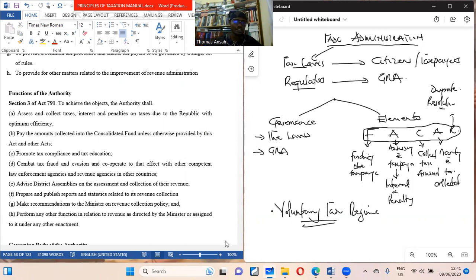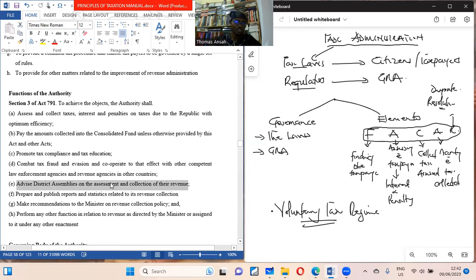They also combat tax fraud and evasion, and advise the district assemblies on the assessment and collection of their revenue. They really need that. These days, they also publish reports; I think the last one I saw was in 2021. GRA publishes reports related to revenue collection, and they make recommendations to the minister on any revenue collection policy.